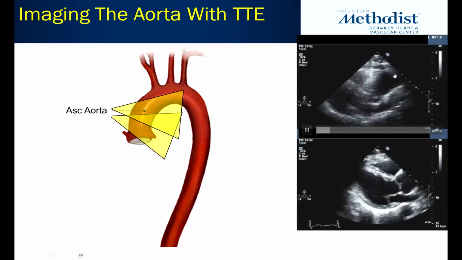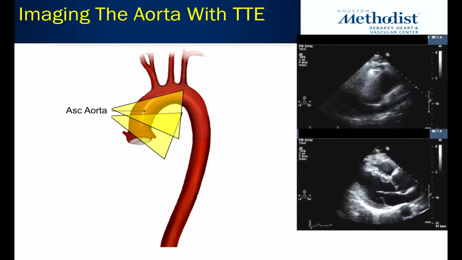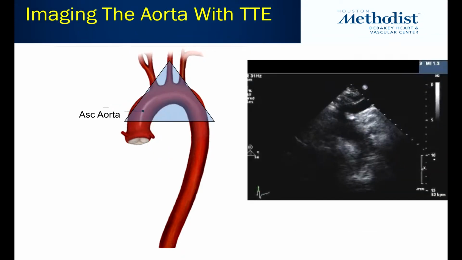So that's an important view, and most of our sonographers now are truly working hard at getting it for us, and we should reward them by actually making a point in the report as to the size of the ascending aorta. The suprasternal view gives us a distal view of the arch and the proximal descending aorta.